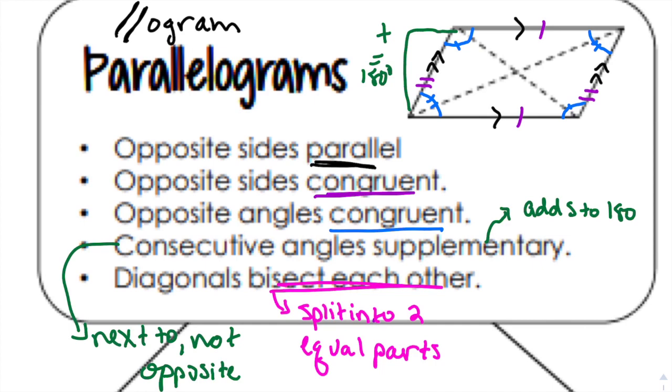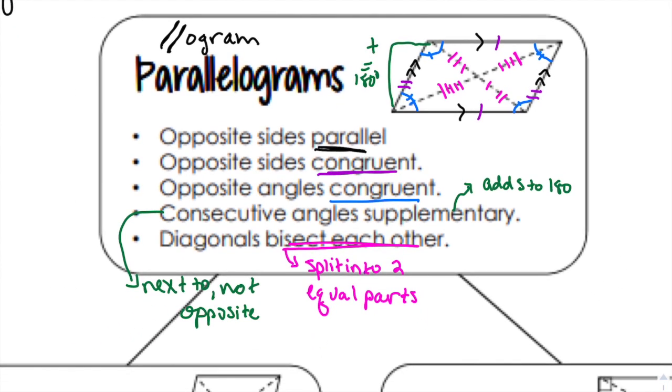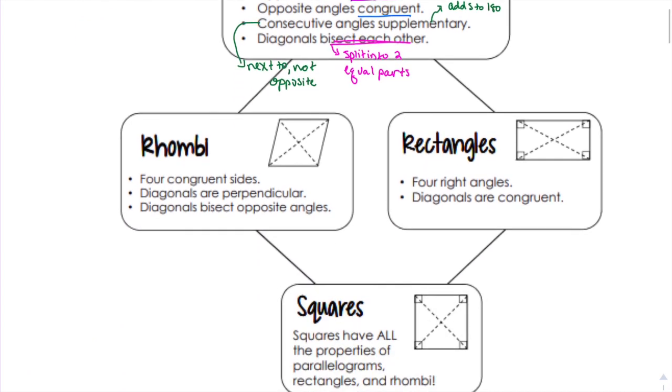So this diagonal splits the other diagonal into equal parts. And then this diagonal is going to split this one into two equal parts. I should have added another tick mark here. Gets a little messy, sorry. Okay. So that's a parallelogram, right? Really important that you get these properties down because every shape includes these properties now.